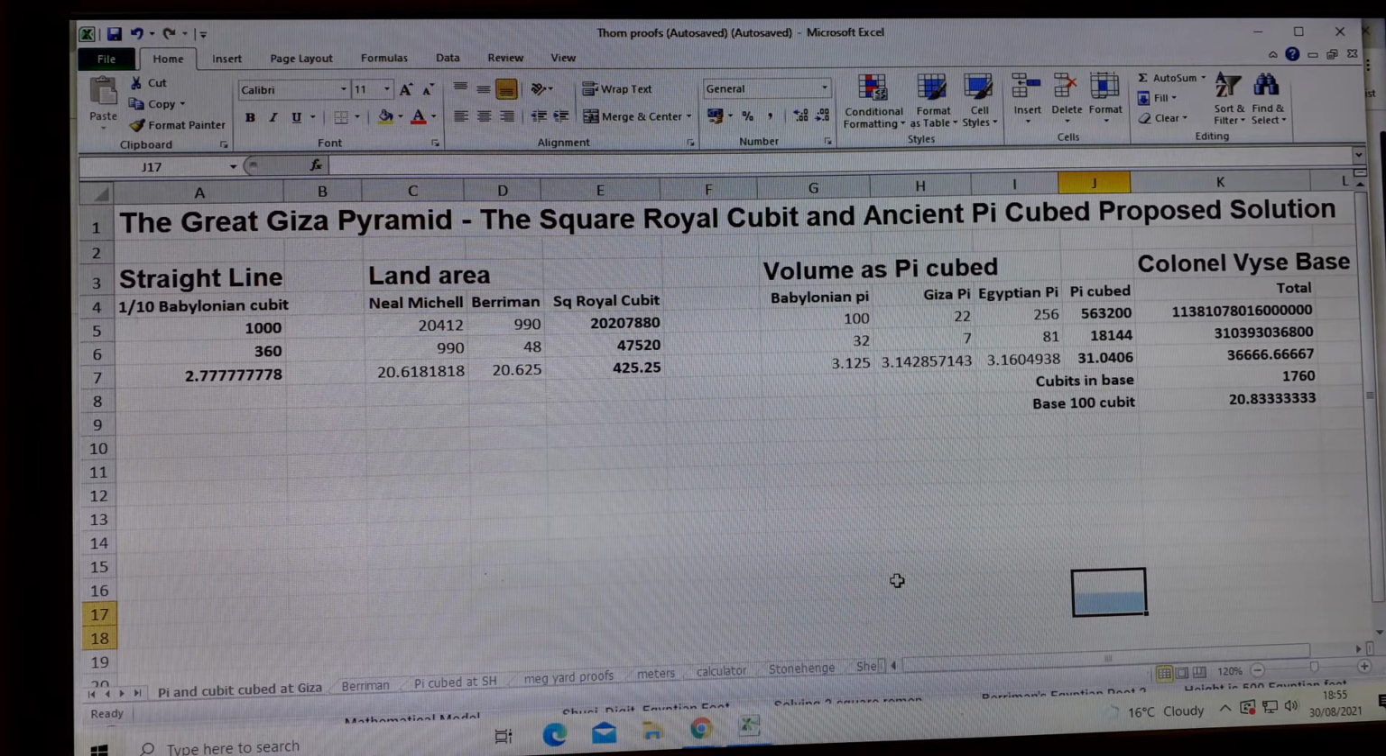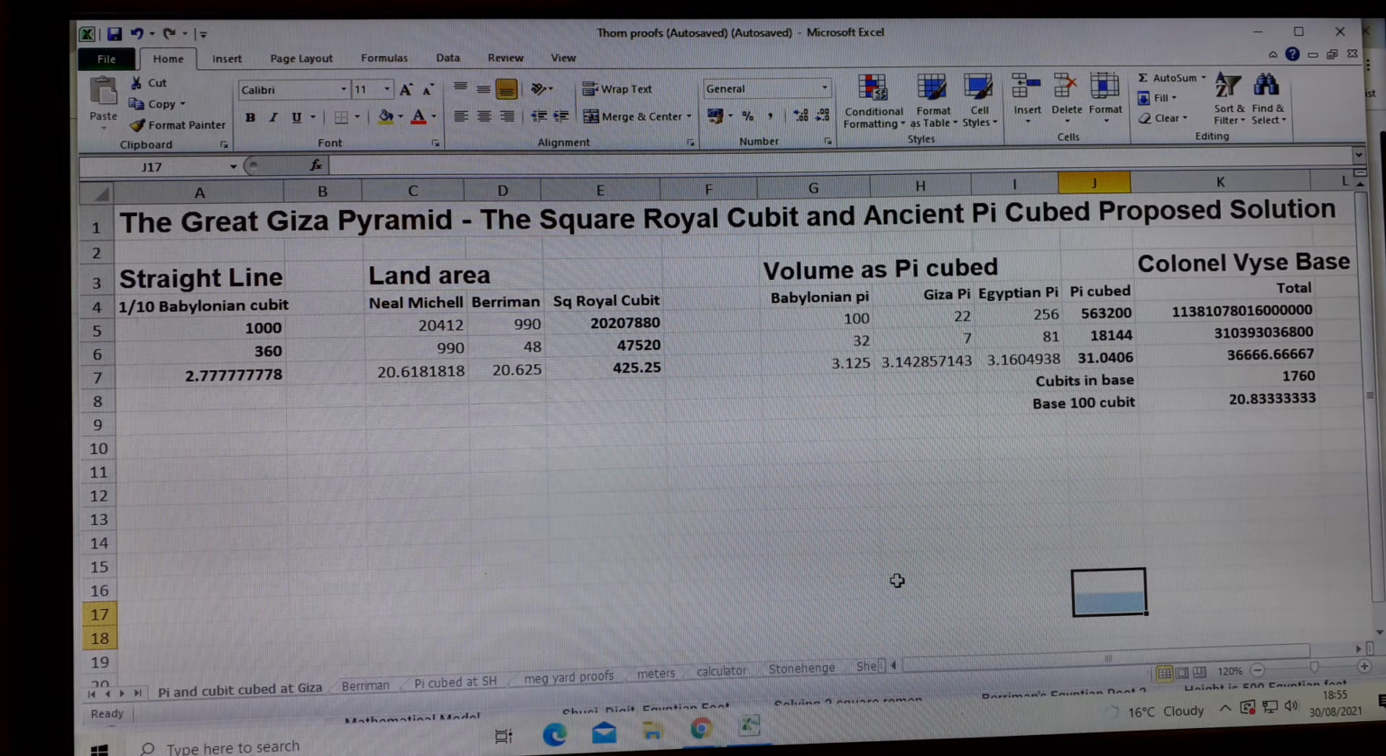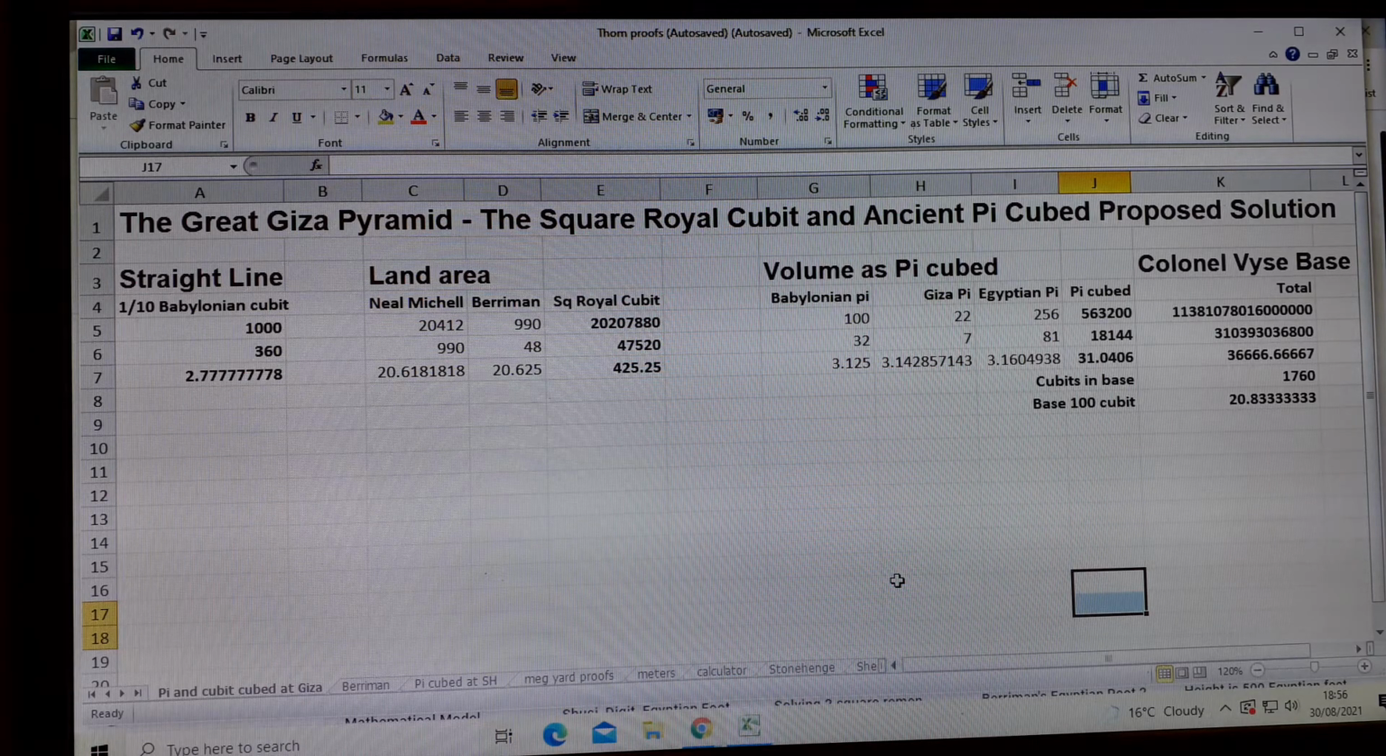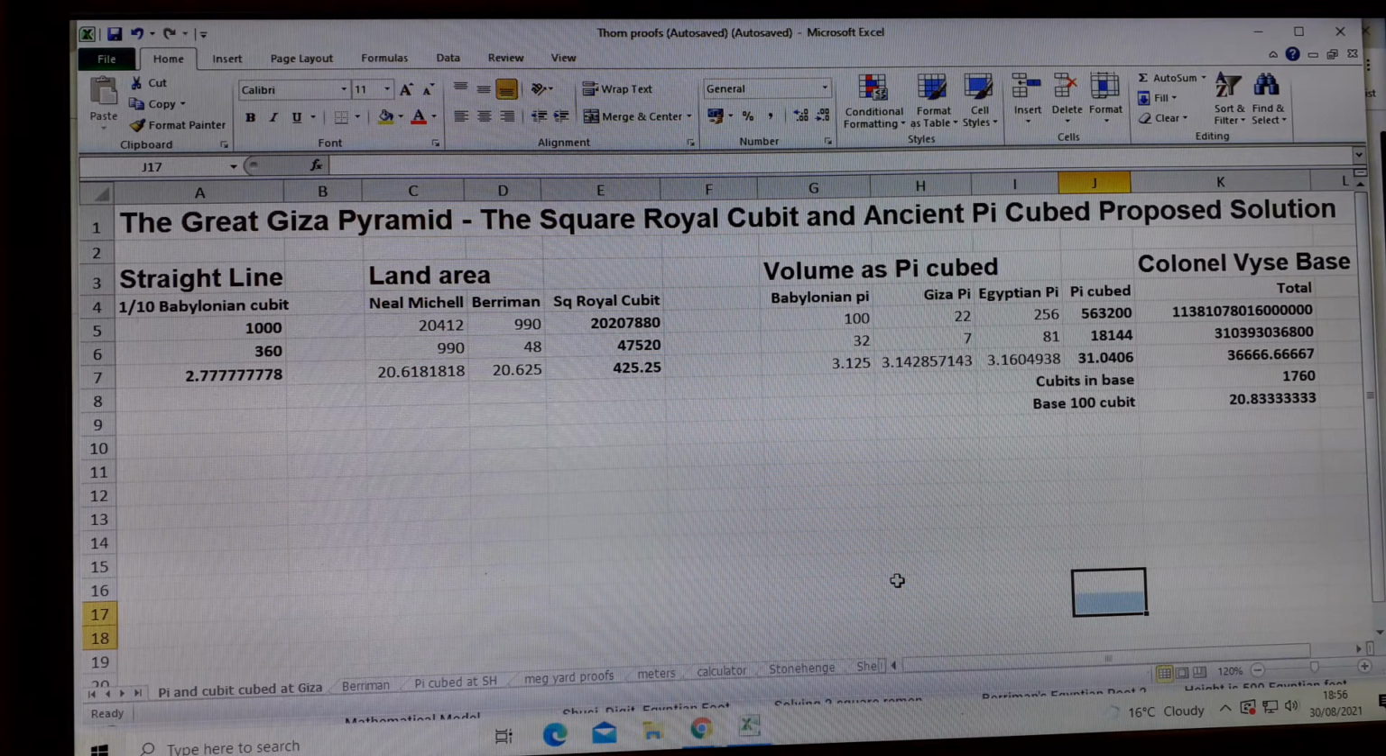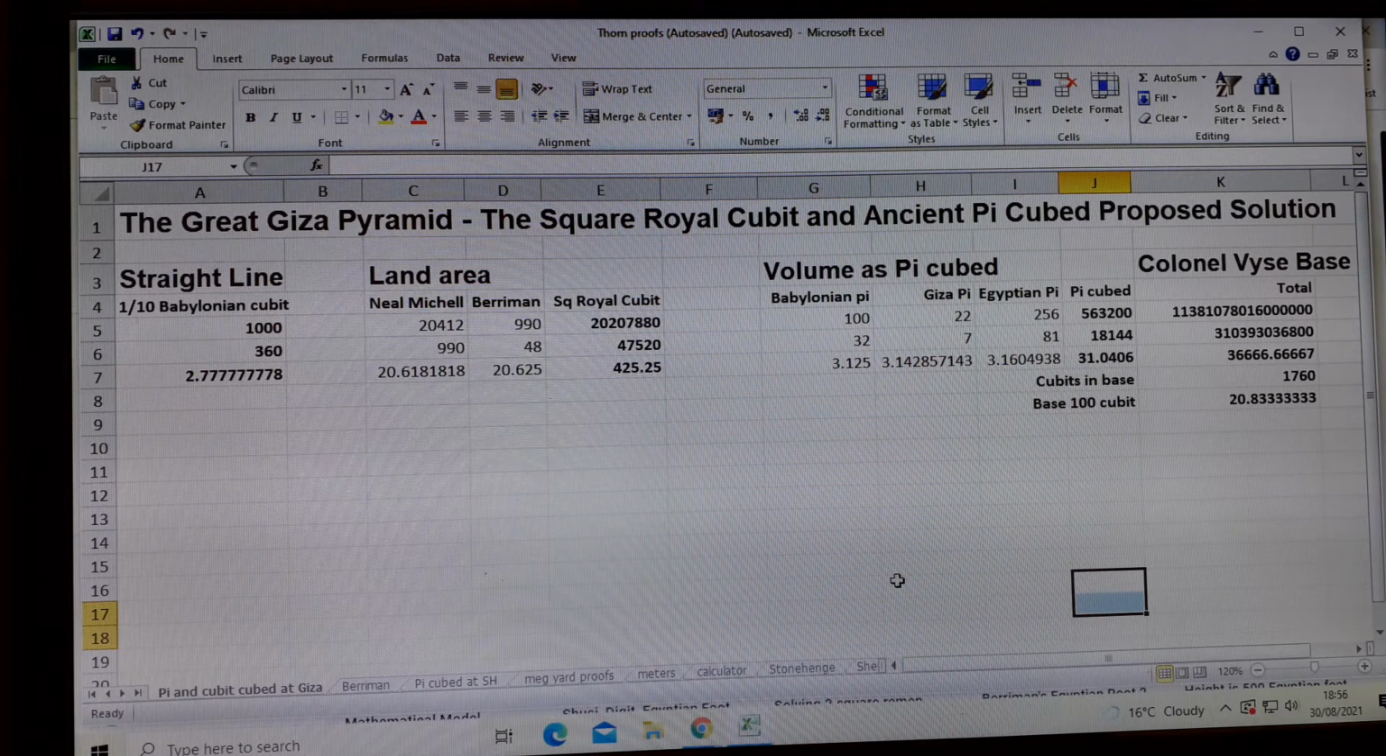And when you multiply these three together, you get the base 100 Giza base as discovered by Colonel Vyse of 36666.666 imperial inches. And the straight line unit is 1/10 of a Babylonian cubit, and it's a meter of 1,000 millimeters divided by 360, and that gives 2.77 recurring inches.